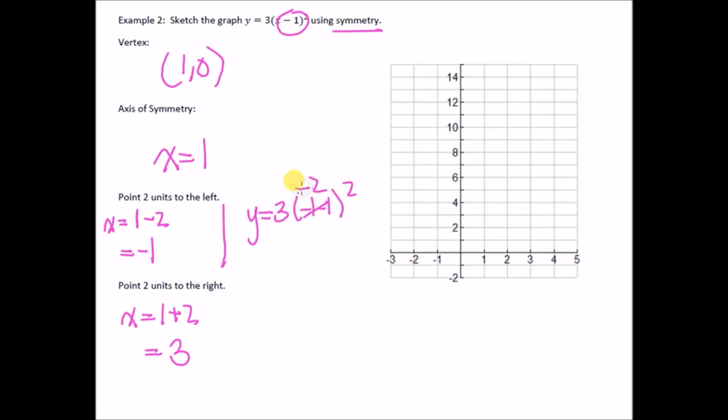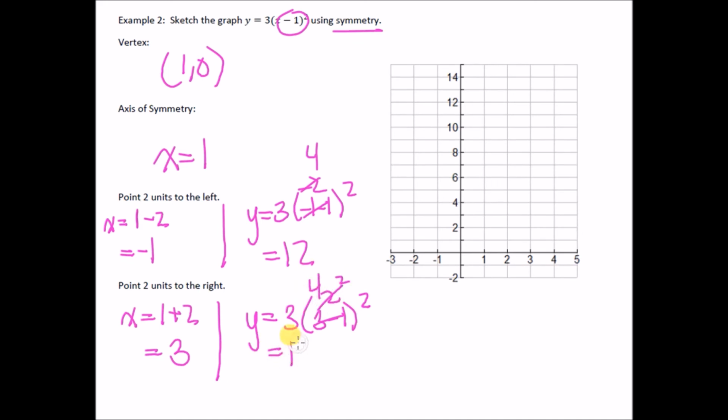That's going to be (-2) squared, which is 4. So I get 12. We should get the same thing for the point 2 units to the right, because we're using symmetry. So 3 minus 1 squared, that's 2 squared, which is 4. 4 times 3 is 12. So these are the 3 points that we have: (1, 0), (-1, 12), and (3, 12).